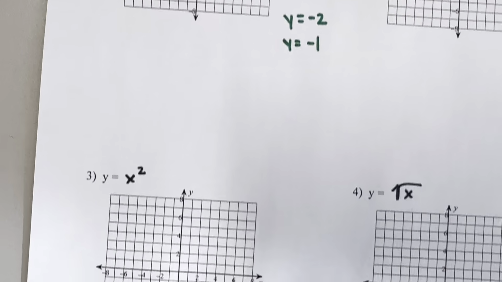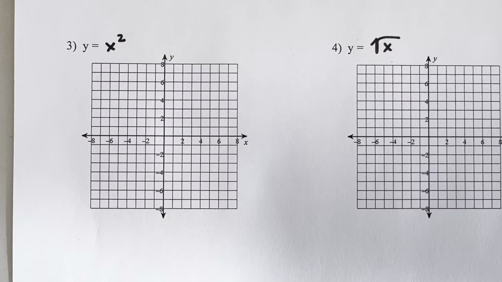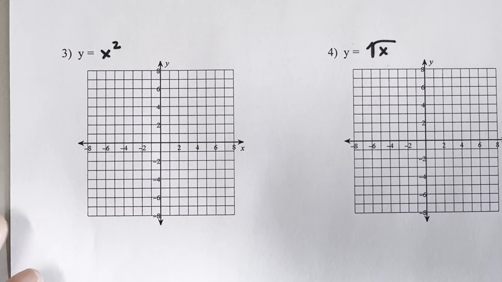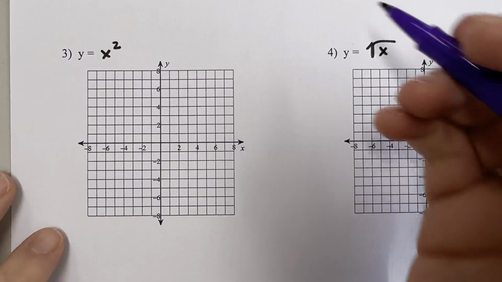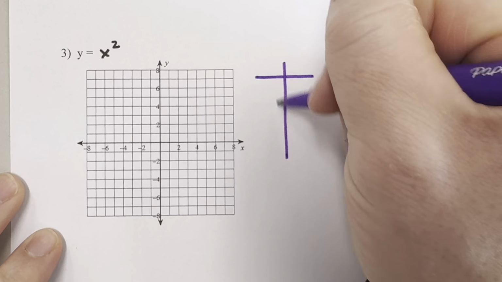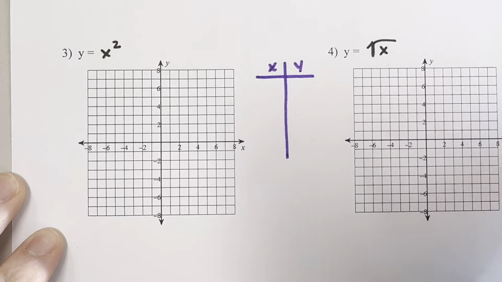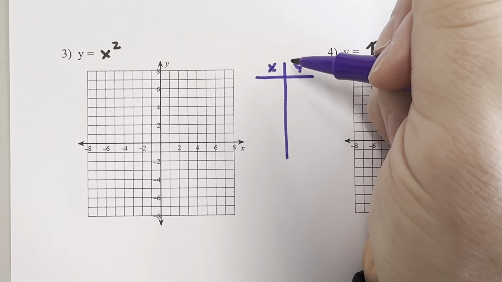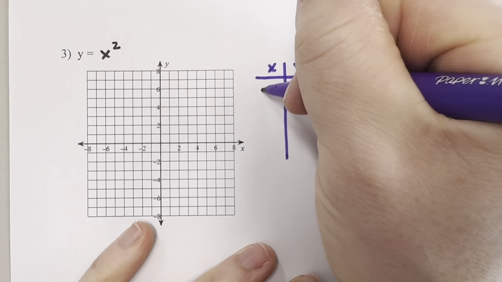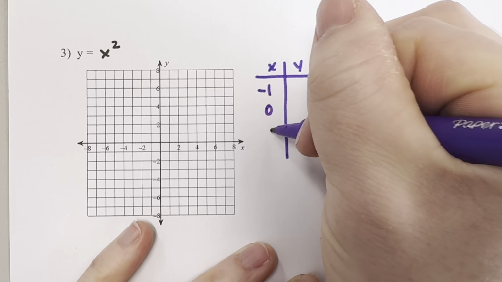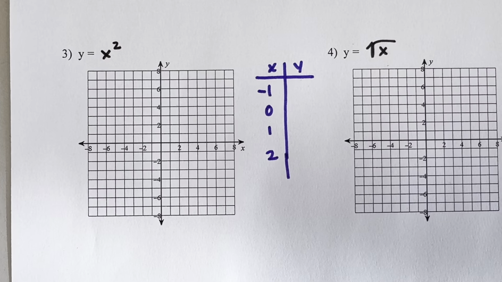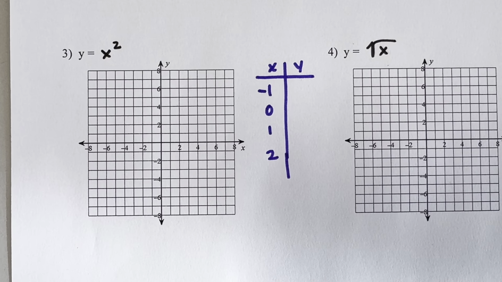All right, let's go to our next one, number 3. Okay, so I have my function y equals x squared. Same thing. I'm going to get my t-chart, choose values for my x, solve to find my y's. So let's do a couple negatives, -1, 0, 1, 2. I'll just choose those ones again.